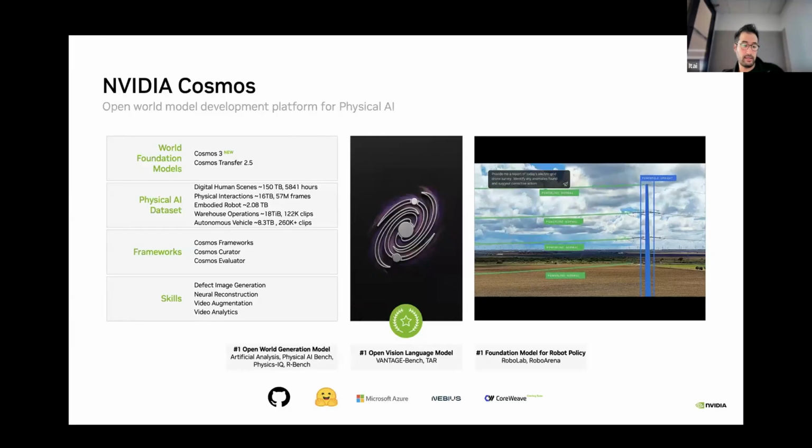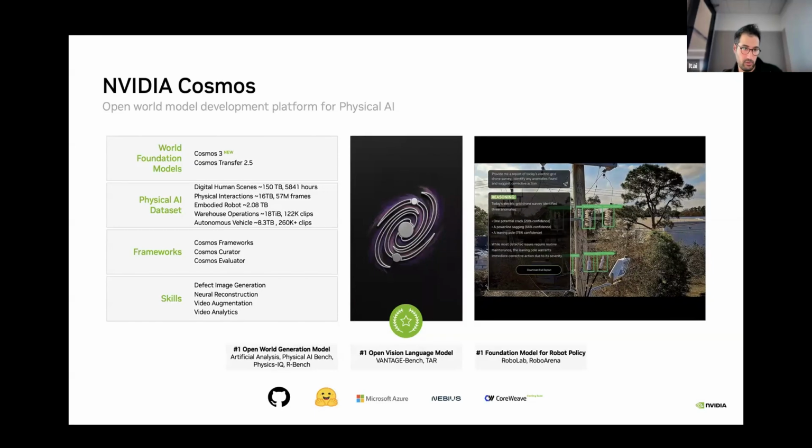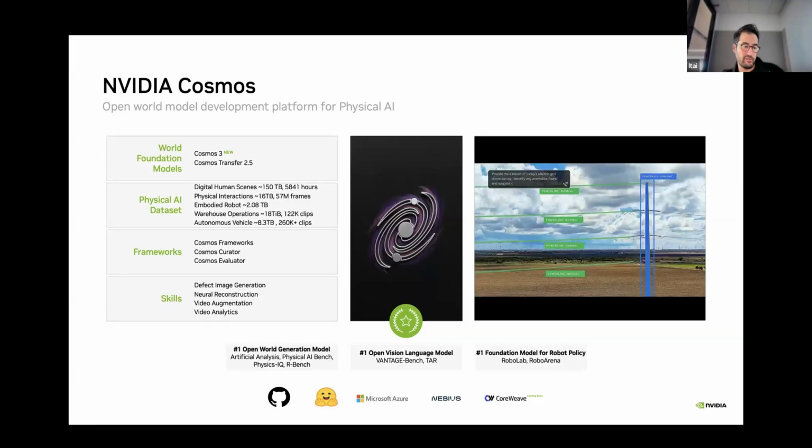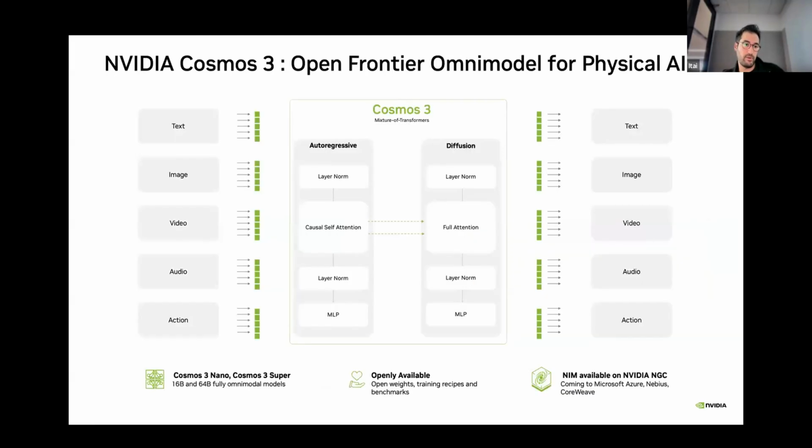Cosmos. So at Computex and CVPR, we released Cosmos 3. Cosmos is a platform for generative simulation. It has skills, it has different workflows, and of course, the core of it is Cosmos 3, which is the new generative model that we've released a few weeks ago. It's an Omni model, which means we used to have Cosmos Reason, Cosmos Transfer, Cosmos Predict. We're merging everything into a single model that is able to have different inputs and different outputs.